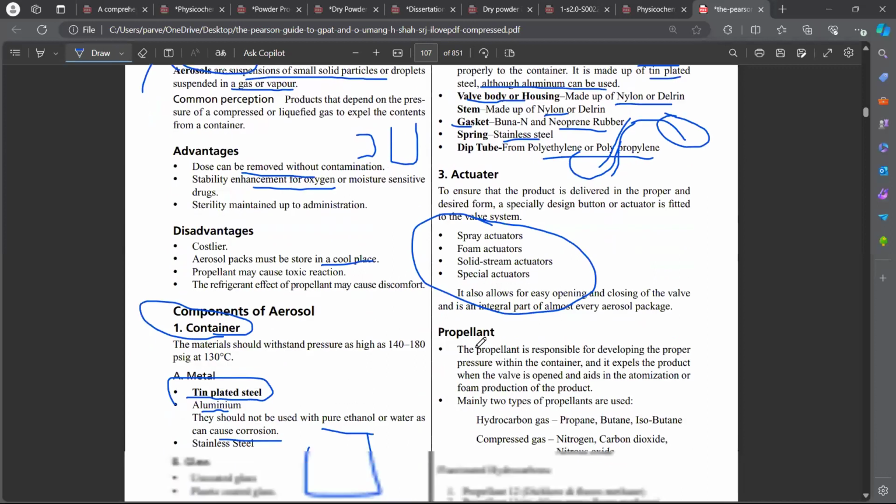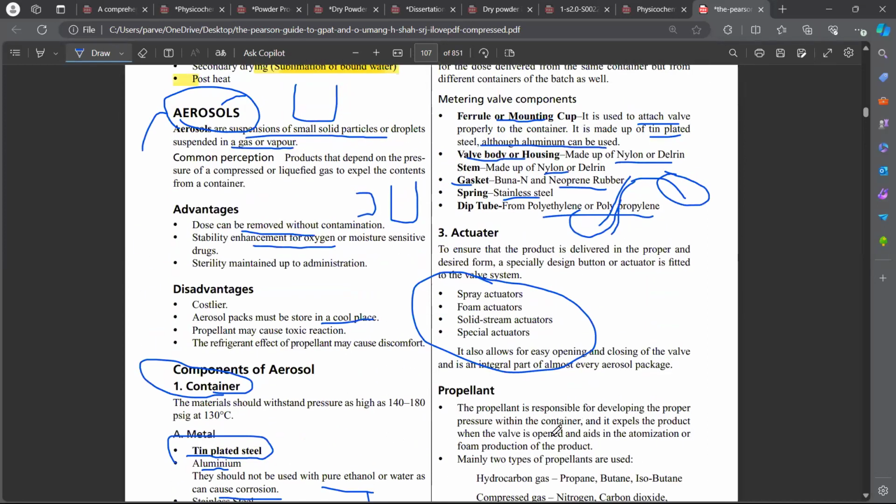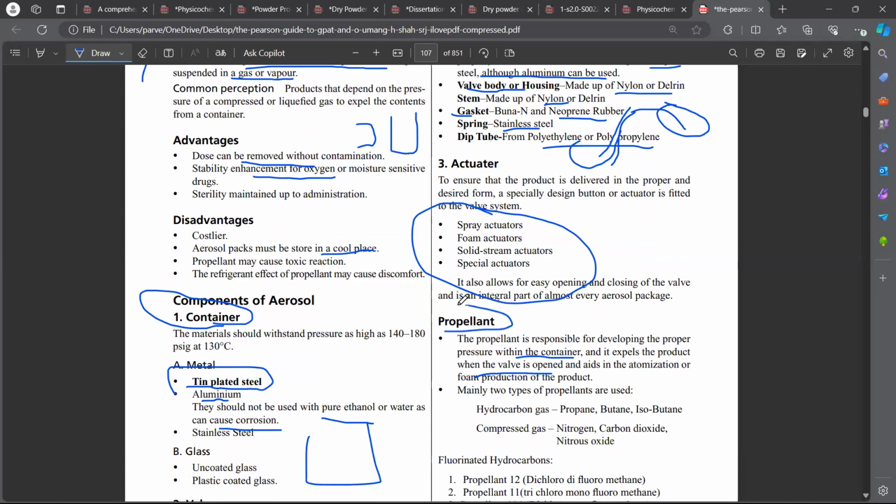So as I mentioned, propellant. Propellant is responsible for the proper pressure within the container and expels the product when the valve is open. Generally, our drug can be dissolved or dispersed in the propellant.